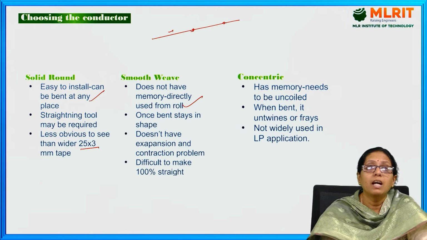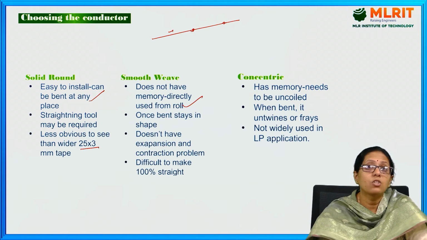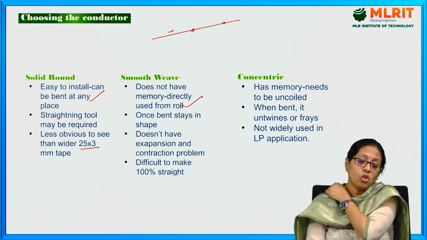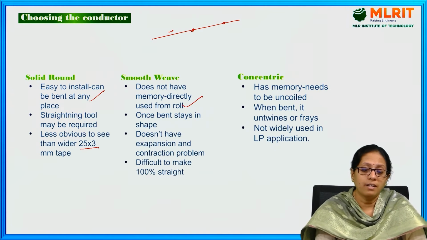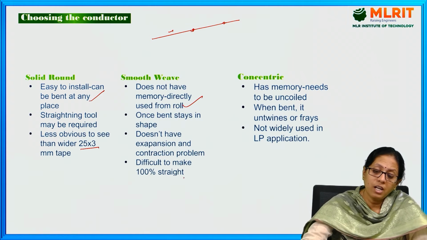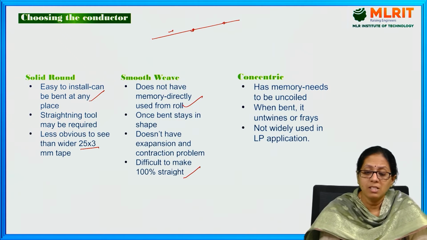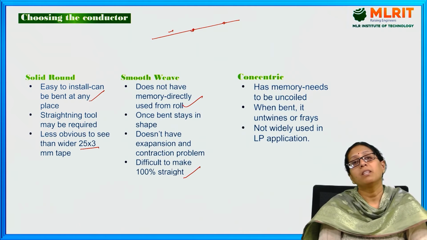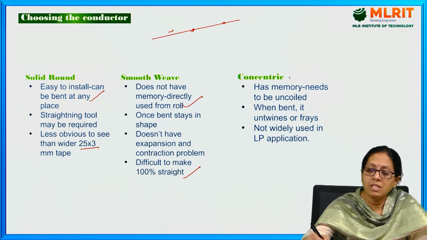That means once it is bent, the shape remains as it is, and it does not have expansion and contraction problems. That means based on the temperature conditions, the size may expand as well as contract. But in this type of cable, there are no expansions or contractions, and it is difficult to make it 100% straight. This is one of the drawbacks. That means once it is bent, it can't be made straight again.